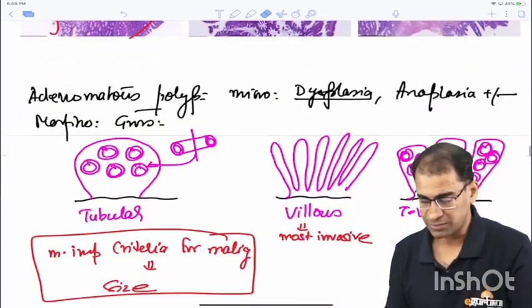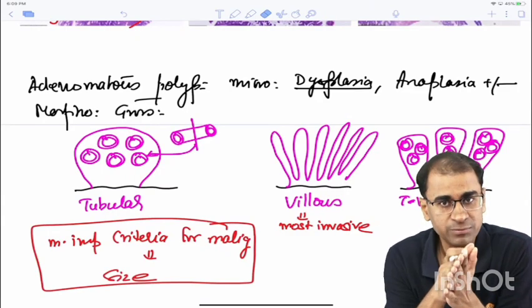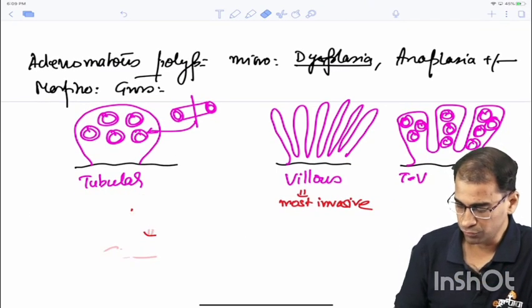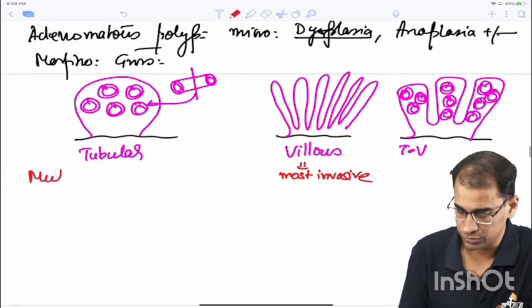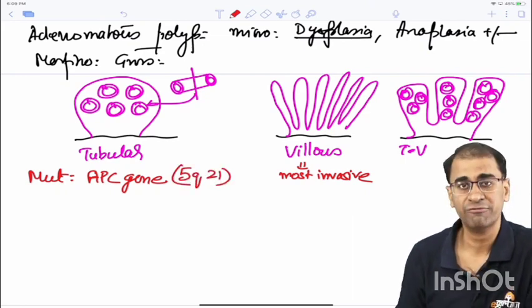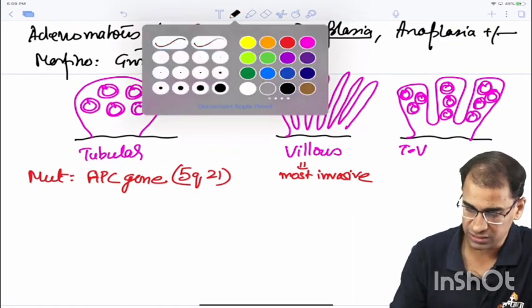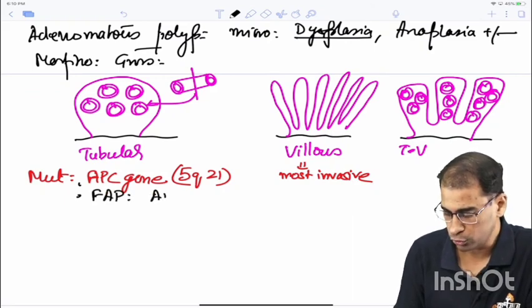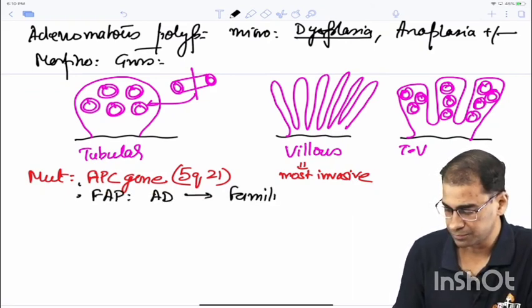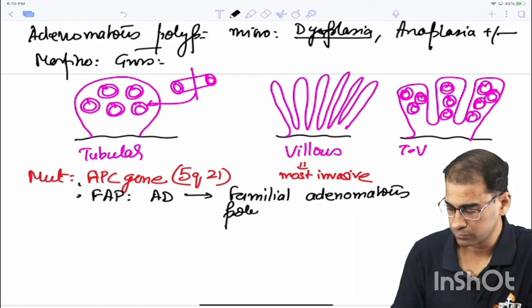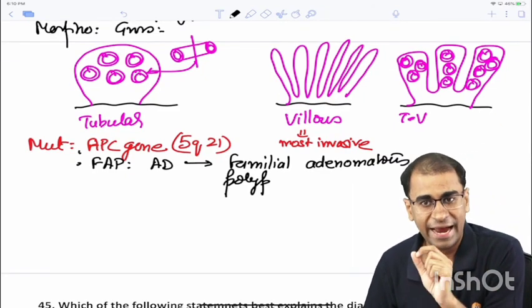Now, what happens sometimes, guys, along with the morphology, sometimes these polyps have a mutation, and the mutation is of the APC gene, which is on 5q21, chromosome number 5, long arm 21. When you see this, it now becomes a FAP. What is FAP? An autosomal dominant condition called familial adenomatous polyposis.